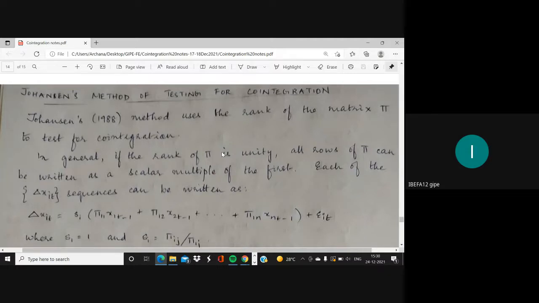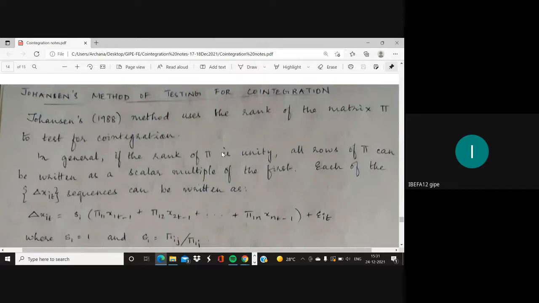Remember, if the rank of the pi matrix is 0, that means that all the elements of the pi matrix are 0 and all variables are basically non-stationary. So there's no linear combination of the variables that will be stationary. So in that case, there will be no co-integration. Also, in the other extreme case where pi is of full rank, it means that all the variables are basically evolving independently of each other. All the linear equations are basically independent. So again, there's no question of co-integration over there.